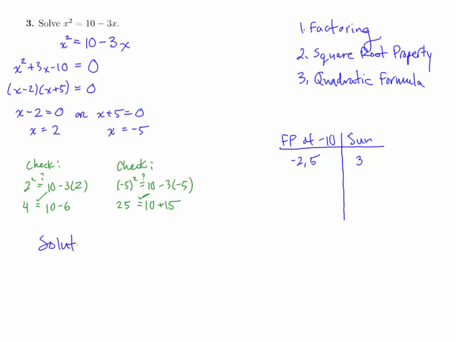Okay, so now we can state our solution set. The two solutions are 2 and negative 5, so we write our solution set as the set containing the number 2 and the number negative 5, and that's written with a curly bracket, 2 comma negative 5, and a second curly bracket.